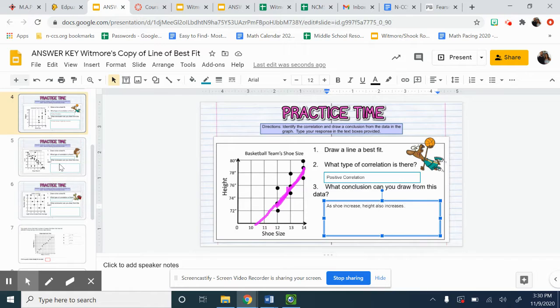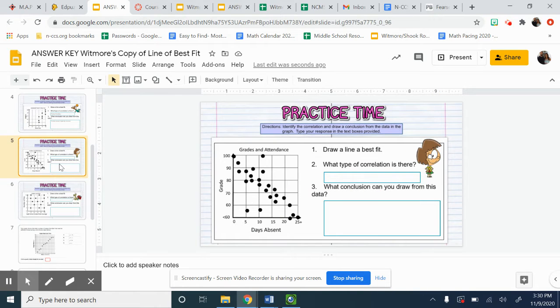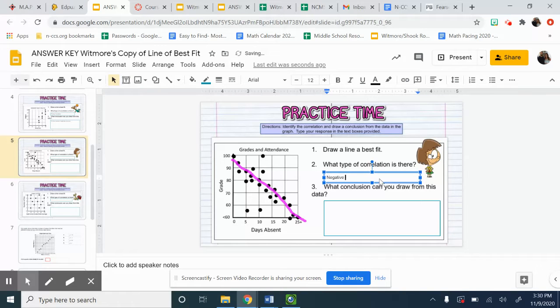So let's practice another one. For this one, we have grades and attendance. To draw a line of best fit, again, don't judge my little line. We're going to go from here. Okay, that really should be a straight line. However, we know that it's not the easiest on the computer. So what type of correlation is this? Well, since it's going down and it's decreasing, it is a negative correlation. So what conclusion can we draw?